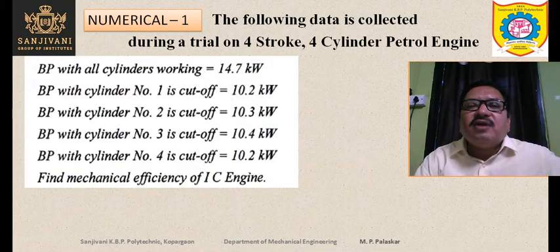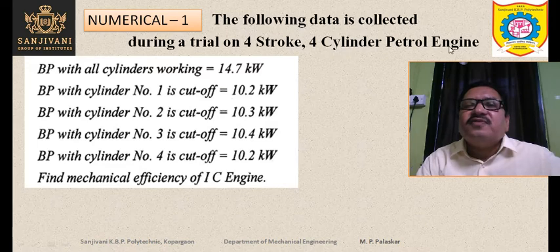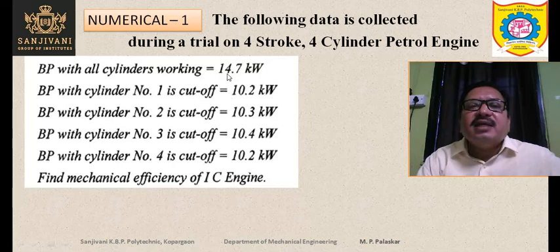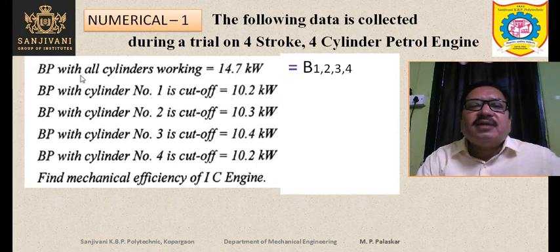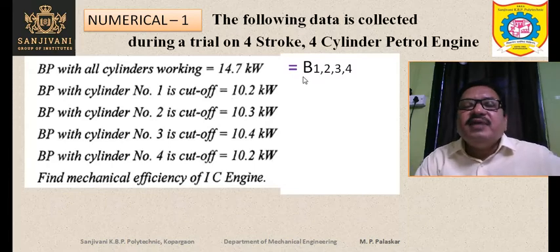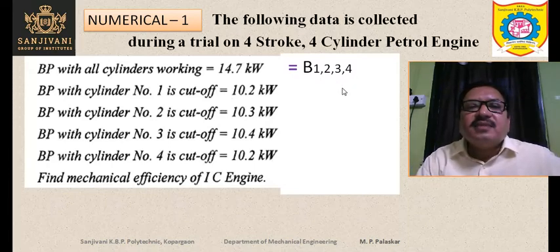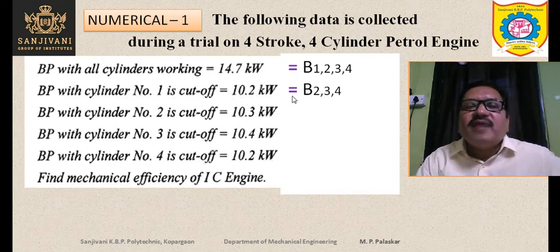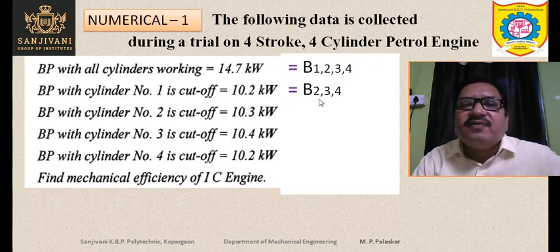Let us go ahead to solve one numerical. The following data is collected during a trial on a 4-stroke 4-cylinder petrol engine. Brake power with all the 4 cylinders working is 14.7 kilowatt. Now this brake power with all 4 cylinders working, 14.7 kilowatt, we denote as B1234. Now brake power with cylinder number 1 cut off, that is 10.2 kilowatt, we denote as B234. Since cylinder number 1 is cut off, we don't take 1, we just write B234.